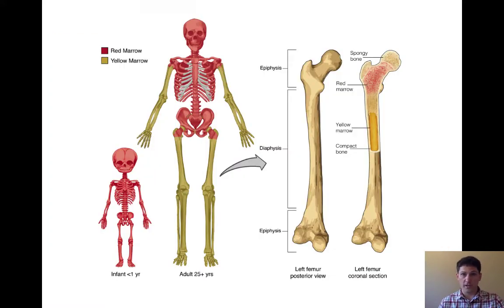Now here's just another image comparing and contrasting an infant with an adult, and you can see that the infant is pretty much all red marrow. As we get into 25 and older, as we become an adult, our long bones are pretty much all yellow marrow, while our flat bones are made mostly of red marrow.